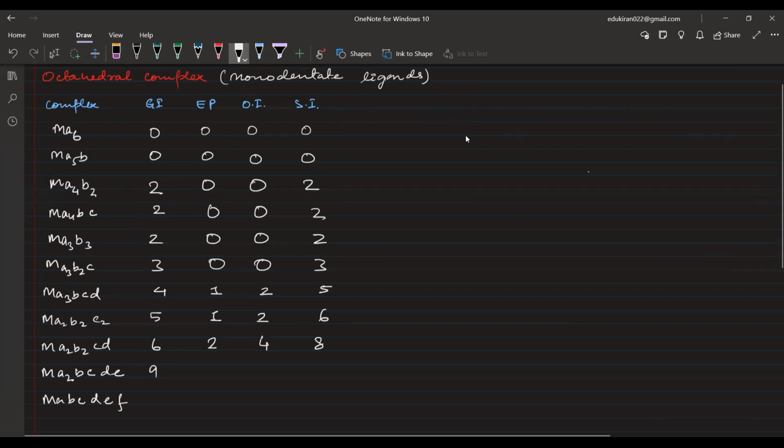Out of these 9, you are going to have 6 enantiomeric pairs. Total number of optical isomers will be 12, but 9 plus 6 is equal to 15. This will be the total number of stereoisomers.